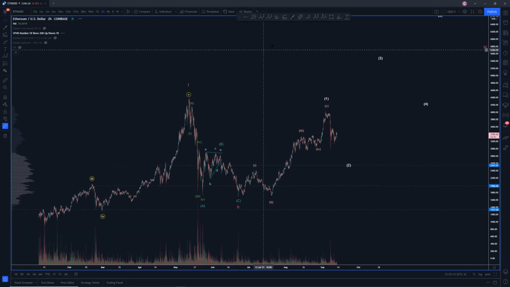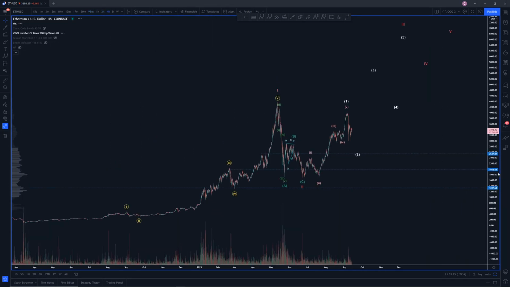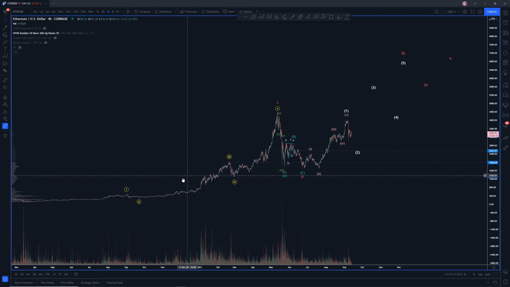Now, if we just take a look and zoom back out, see what this would actually look like on the overall grand scheme of things, this is where I have a major problem with this being the count, with our bottom actually being into here, and this is the start of our impulse upwards to continue longer on.